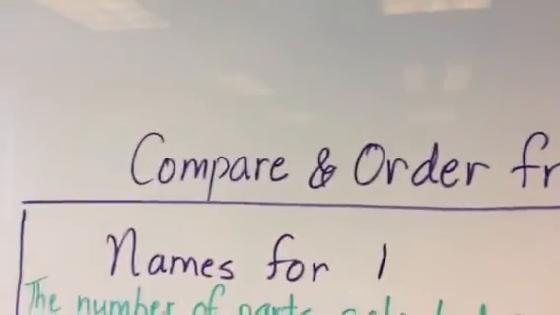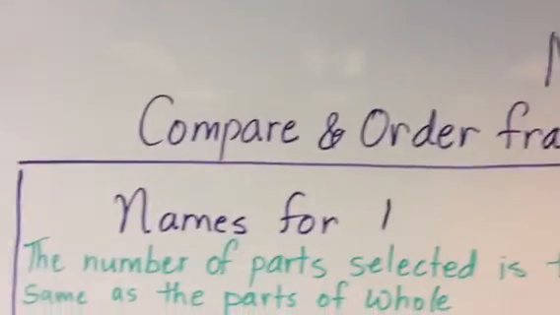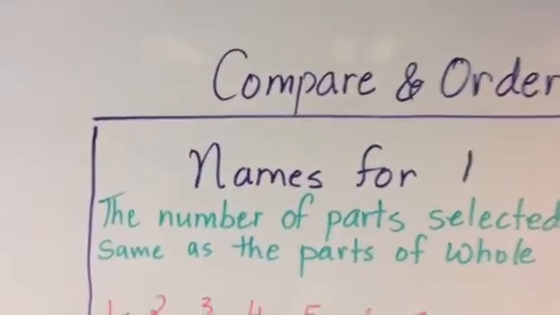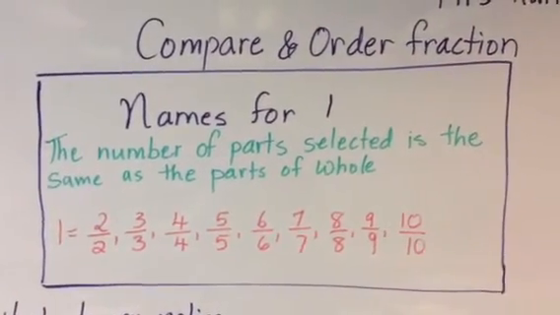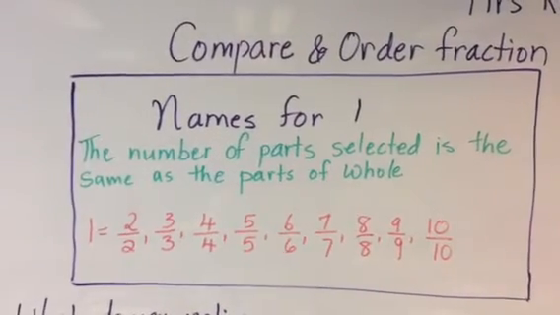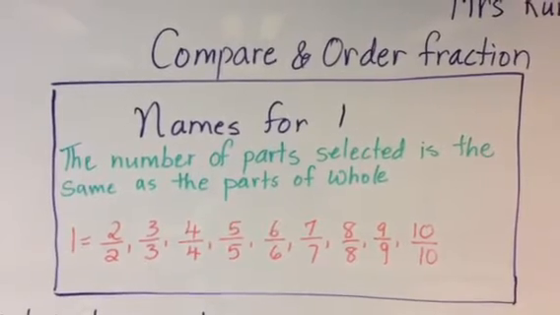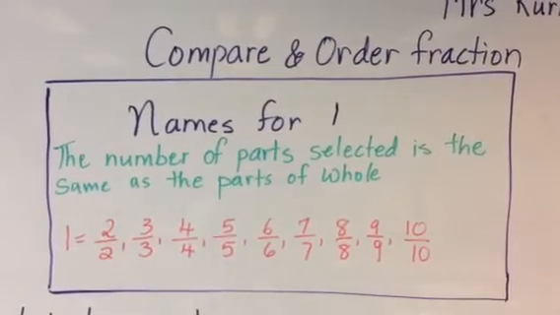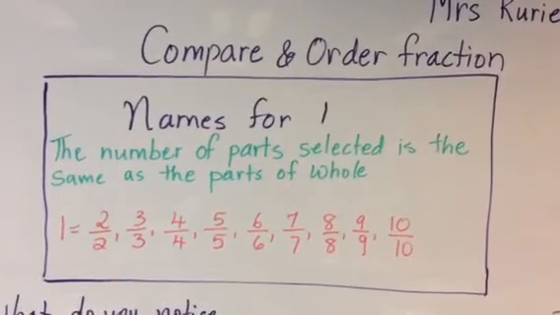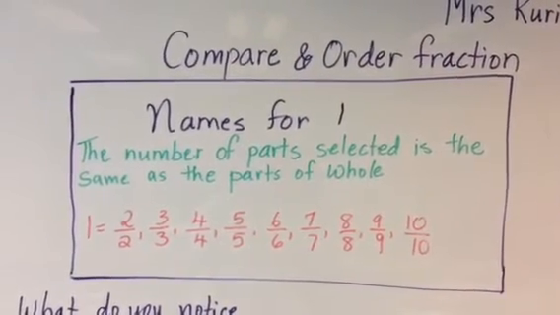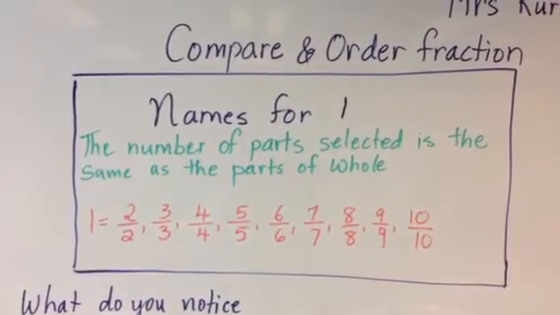Let's look. We are studying compare and order fractions. Names for one. Now it's important to see this whole picture. The number of parts selected is the same as the parts of a whole. So again, names for one whole: the number of parts selected, the numerator, is the same as the parts of the whole, the denominator. So numerator and denominator are the same.